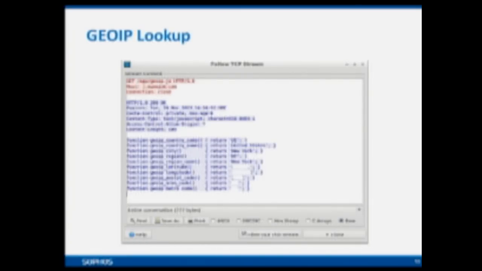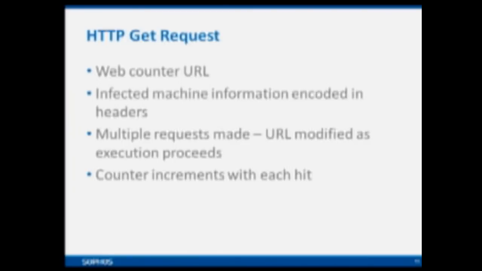So this is what the GeoIP lookup looks like. It's a simple GET request. The server responds with some JavaScript, which is then parsed by the bot to retrieve the country code of the infected machine. Currently, a URL on maxmind.com is being used, which is a legitimate GeoIP service, although previously they were using a URL on fling.com.